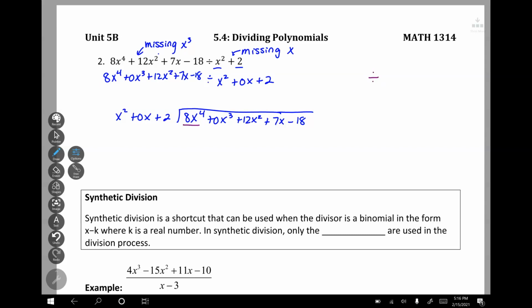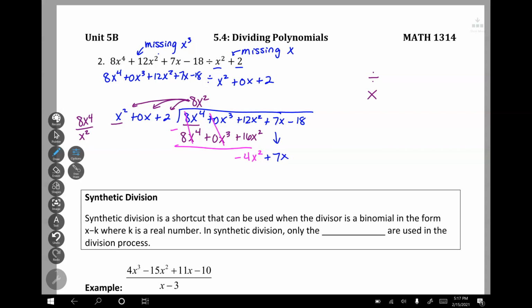Divide. 8x to the 4th divided by x squared is just 8x squared. So then we multiply. That gives me 8x to the 4th. Make sure we distribute this to all 3 terms. Okay. So that's plus 0x cubed plus 16x squared. Then we want to subtract. Cancels. 0 minus 0 also goes away. I've got 12 minus 16, negative 4x squared. And I'm ready to bring down.